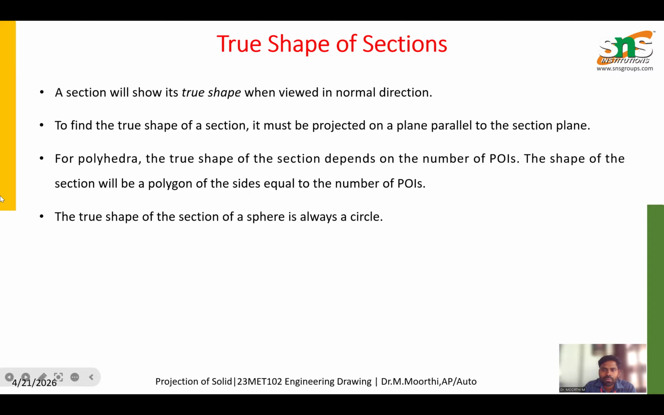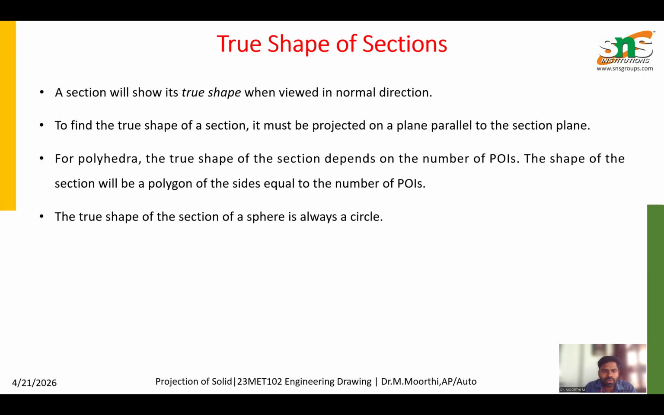For any polyhedra, the true shape of the section depends on the number of points of intersection, that is, on how the section plane cuts the solid. The shape of the section will be a polygon with sides equal to the number of points of intersection. So this is the true shape of the section, and how we get it based on the cutting plane.